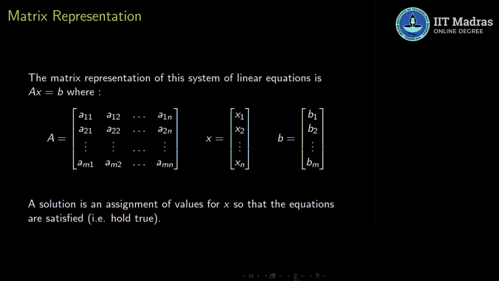A solution is an assignment of values for x so that the equations are satisfied. When you put xi equal to some particular number for each xi, and the equations hold true, that means when you compute a11 times the value substituted for x1 plus a12 times the value substituted for x2 plus a1n times the value substituted for xn, you get b1, and the same thing happens for all the other equations, then we say that those particular values constitute a solution for x1, x2, xn.